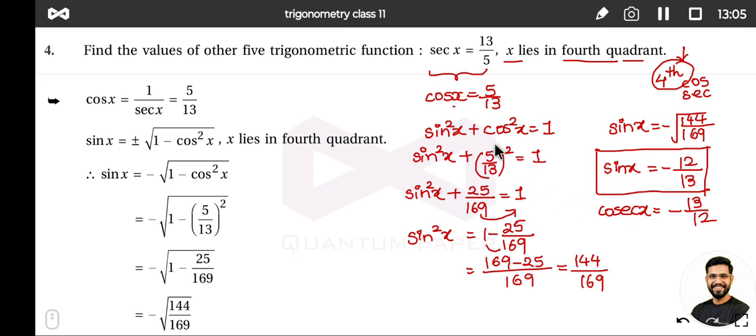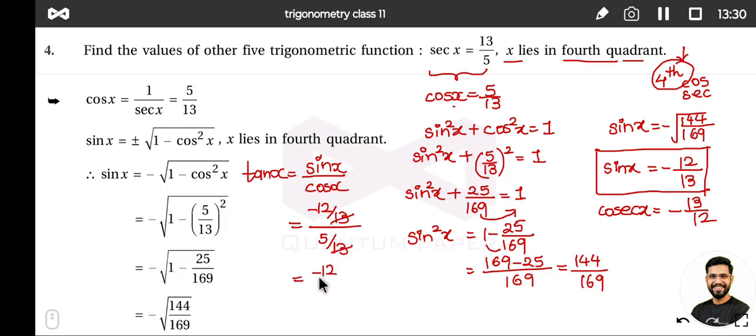So we got sine, cosec, cos, sec, now tan. So tan x is nothing but what? Tan x is equal to sin x upon cos x. So if we substitute the value of sin x, which is minus 12 by 13, divided by cos x, which is 5 by 13, this 13 and 13 will get cancelled. So the value of tan x is minus 12 upon 5. Then cot x. Cot x is nothing but the reciprocal of tan x. So tan x is minus 12 by 5, so cot x is minus 5 by 12. Okay, so we got all the ratios.